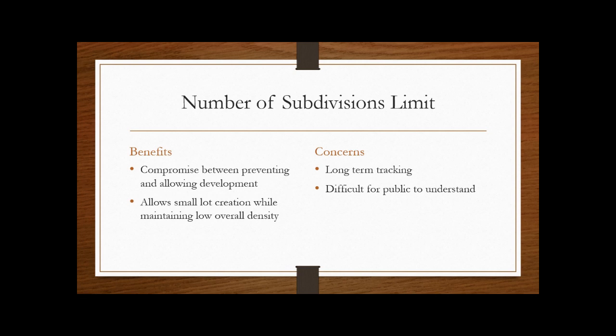Some of the drawbacks or concerns: long-term tracking. From a staff position, it can be difficult to make sure that when lots are divided and then redivided again 10 years later, you're tracking how those development rights are passed forward. And I know that has been difficult for the town in the past. It's not impossible. It can also be difficult for the public or landowners to understand. You buy a 6-acre parcel and it comes with no subdivision rights. And you sell it and then somebody else buys it and then somebody else buys it. At some point, the information may not be passed on, and it can be difficult for people to understand. People can end up being upset when they want to subdivide and aren't able to.